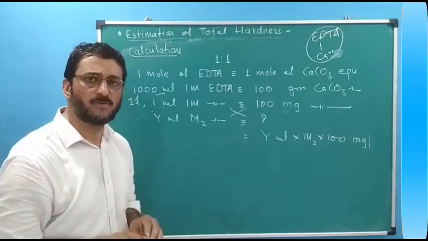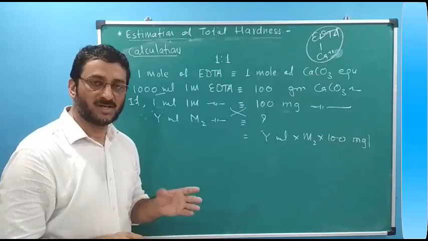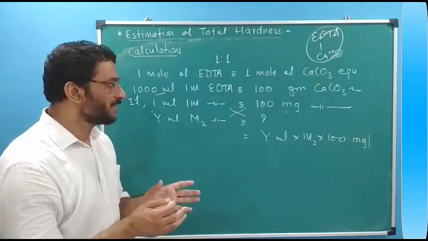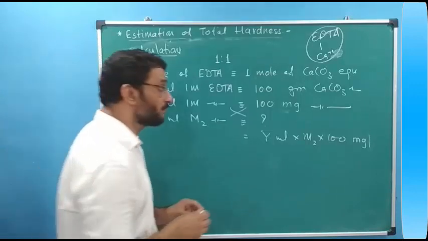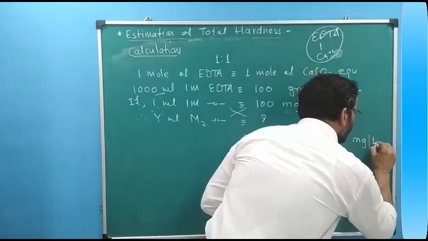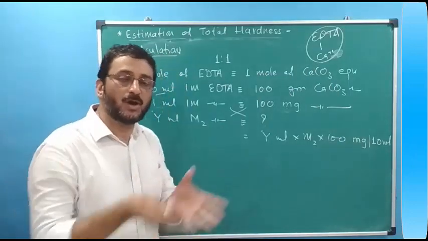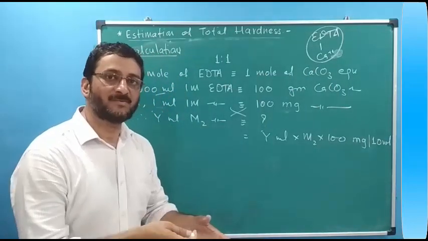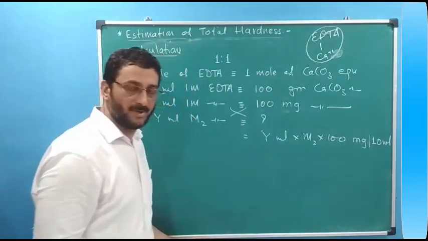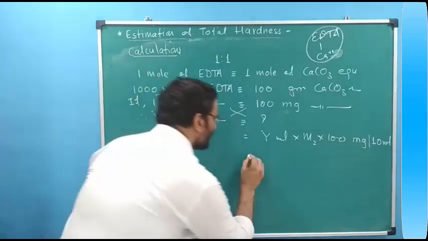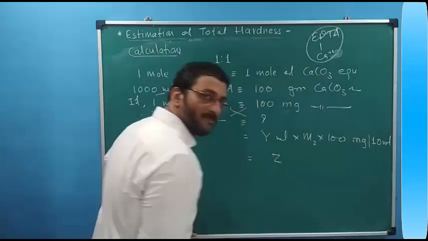Per what volume of water? What is your answer? Per how much we have used in the titration? During the titration, we have used 10 ml of water. So per 10 ml of water. Why 10 ml? Because we have used 10 ml. If next time I am using 100 ml water, it will be milligram per 100 ml and so on. Fine. Suppose this answer is Z milligram per 10 ml.